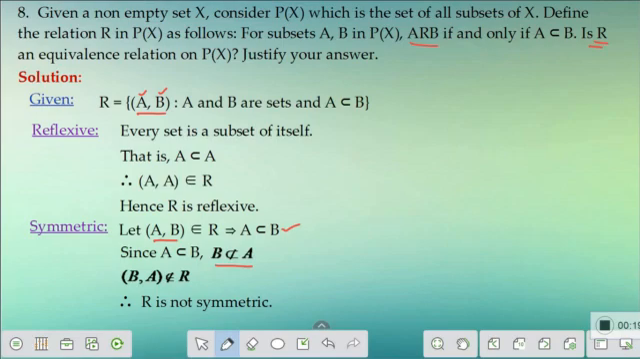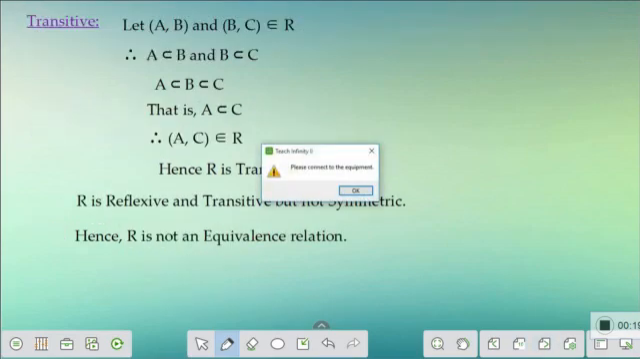So we have an element (a, b) in R, but we are not able to find an element (b, a) in R. So this means that R is not symmetric. Let's move on to check whether it is transitive or not.